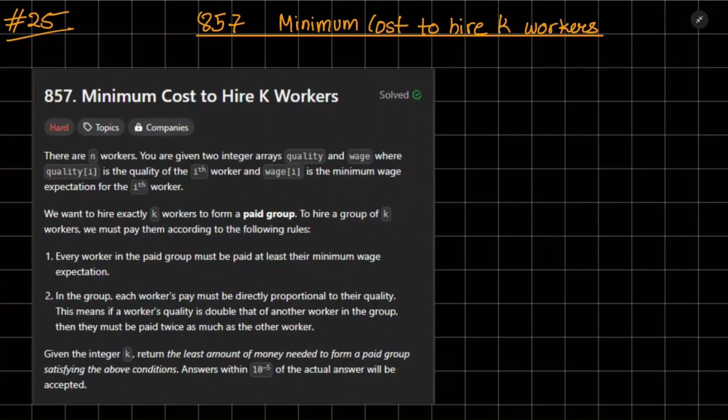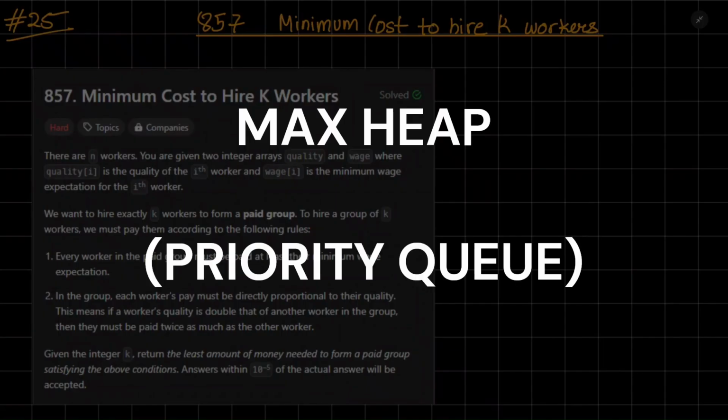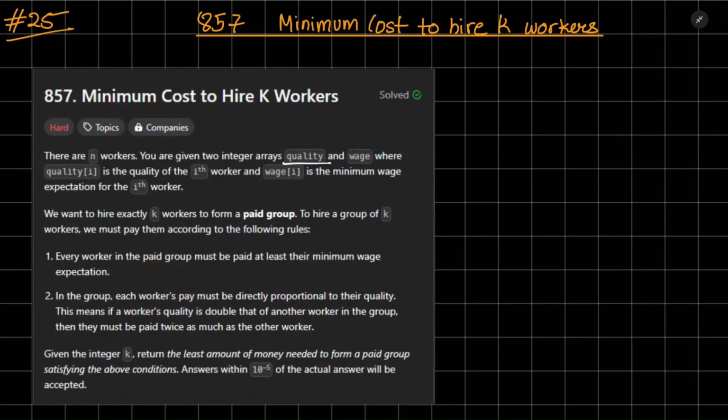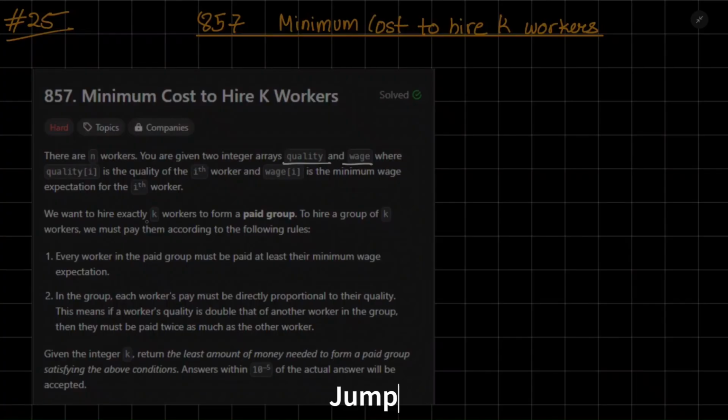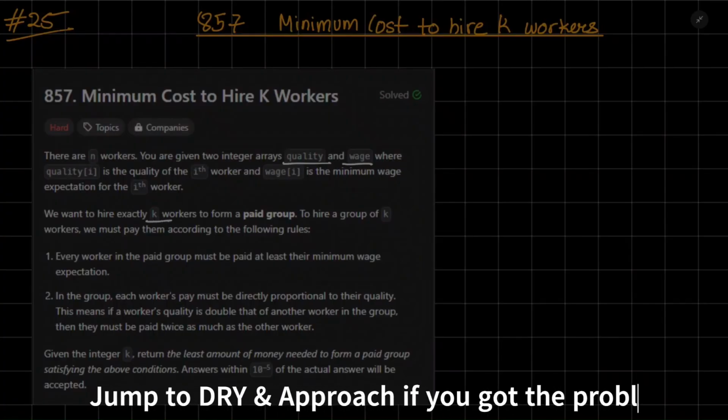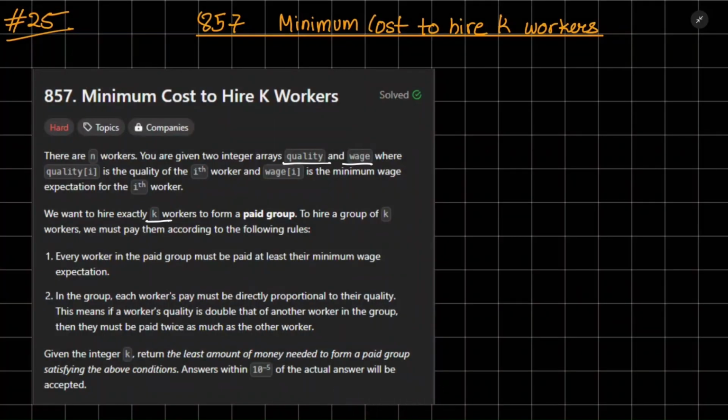Hello everyone, today we have a hard question, minimum cost to hire K workers. We will be solving this problem using a max heap or a priority queue. You are given two arrays, quality and wage, which contain the quality and the minimum wage of each worker, and we have to choose them in such a way that we pay them the minimum cost.